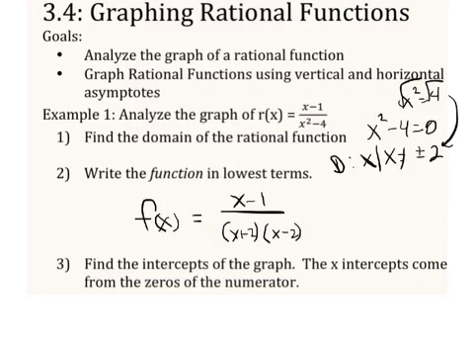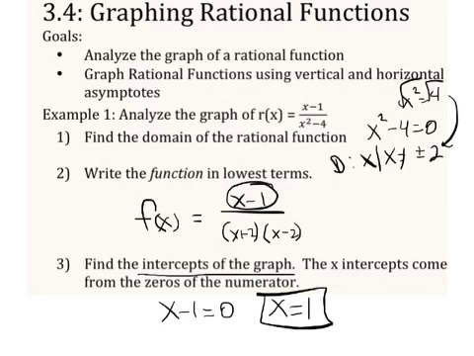Then it says to find the intercepts of the graph. The x-intercepts come from the zeros of the numerator. So x minus 1 is our numerator, so we set x minus 1 equals 0 and solve. So x equals 1 will be a zero of our function. If I was asking you what the multiplicity is, it's 1, because that factor and that zero show up one time, which means we're going to cross at 1. So again, I'm analyzing the graph. I'm looking at the information of the function and saying, I can pull out a lot of info about what's happening here.